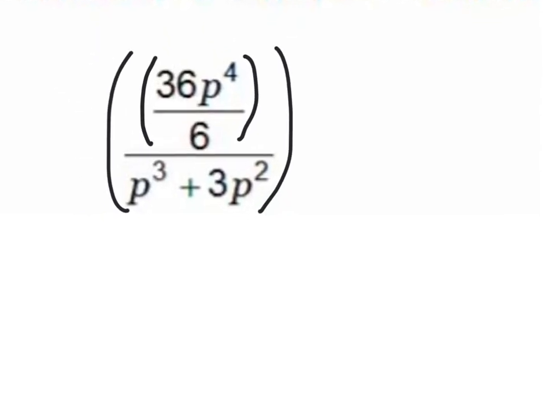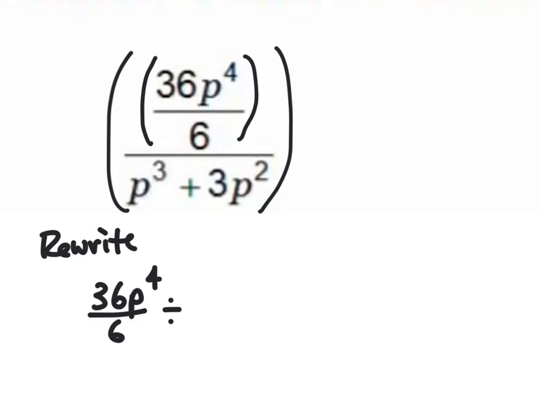Now I'm going to rewrite this. Always rewrite. I'm going to write my numerator, 36p to the fourth over 6. I'm going to then divide that by the quantity p cubed plus 3p squared. Now, this itself is also a fraction; we are dividing this by 1. That's the trick for these: when you have an expression as a denominator, turn that into a fraction.